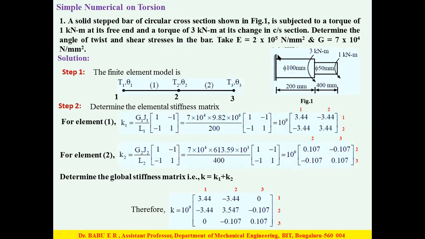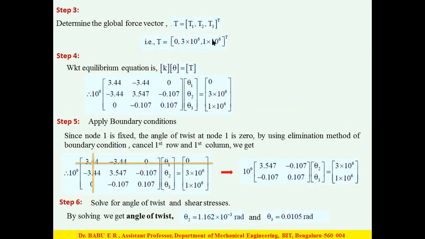So this is node 1. There is no applied torque over here, so it is 0. At node 2, the torque applied is 3 kilonewton meter. Everything is represented in mm, so you convert this to mm. Similarly, at node 3, a torque of 1 kilonewton meter is applied. So that is 3 into 10 to the power of 6 and 1 into 10 to the power of 6.